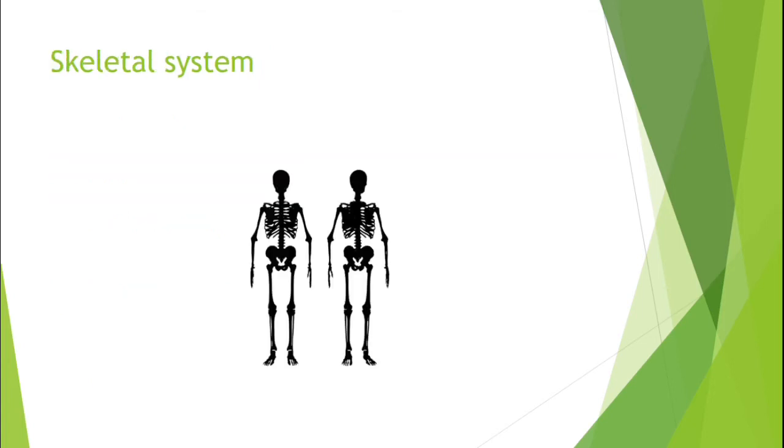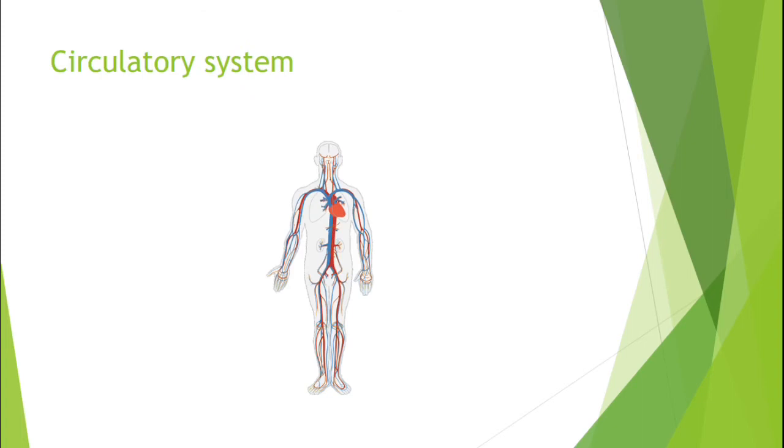This is a picture of the skeletal system. As you can make out, it is made up of bones. The picture of the circulatory system, and as you can see, it is made up of the heart in the center of the body. And then you see 2 different types of blood vessels, the blue and the red, the arteries and the veins.